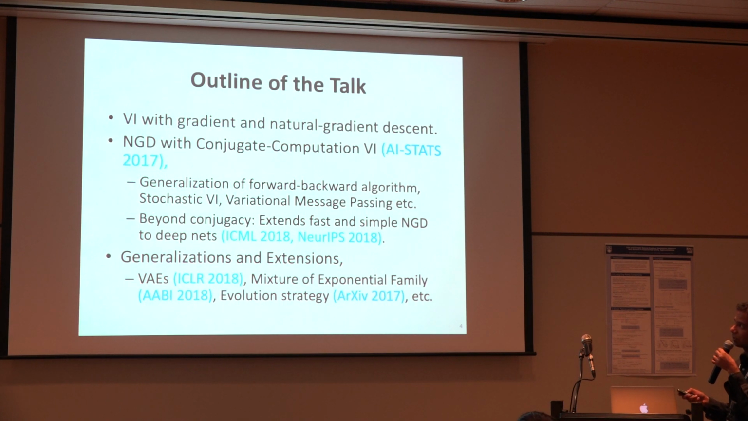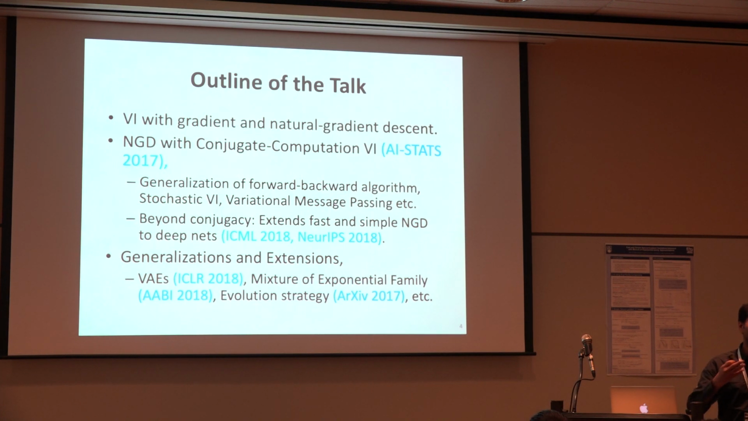So I'm going to start with some background on variational inference with gradient descent and natural gradient descent. And then I'm going to present a new method to perform natural gradient descent, called conjugate computation variational inference, that we proposed 2 years ago. Basically, when you apply this method to a conjugate or conditionally conjugate model, it reduces to well-known algorithms like the forward-backward algorithm, stochastic variational inference, and variational message passing. But then it extends the use of these algorithms to models that are not conjugate.